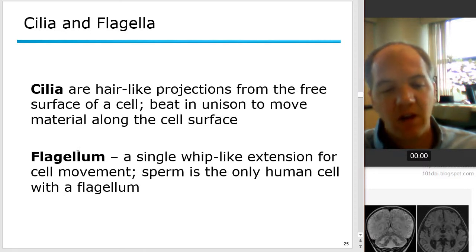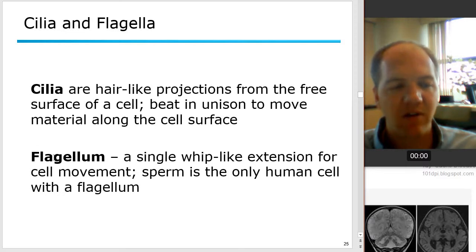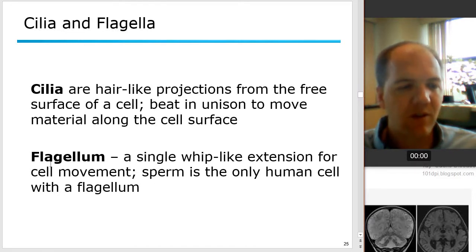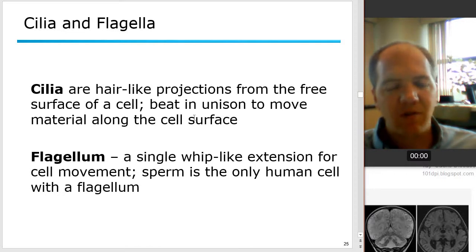In humans, cells should only have a single flagella, and the only place the flagella is found in human cells is on a sperm cell. No other human cells have flagella. In other animals and things, there are other cells that have flagella. But in humans, the only cell that has a flagella is the sperm cell. And that flagella is made of microtubules. The cilia is found in a number of different cells, and where there's just one flagellum, there are generally going to be a whole bunch of cilia on cells that have cilia. It'll look like it's covered in hairs.